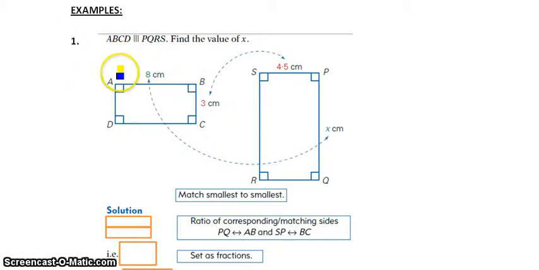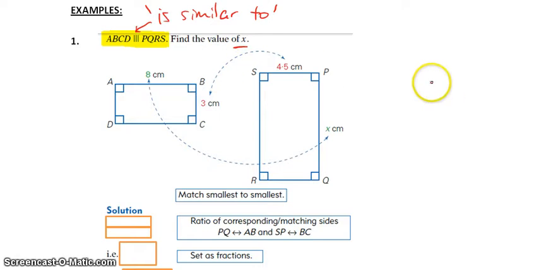It says ABCD, that's this shape here, a rectangle, is similar to PQRS. Remember, that's what the three vertical lines mean: is similar to. And they want us to find the value of x. I'm going to show you how I would do it, and then I'll show you what this particular textbook used. Remember to write down any questions on your sheet so that you can ask me in class tomorrow.